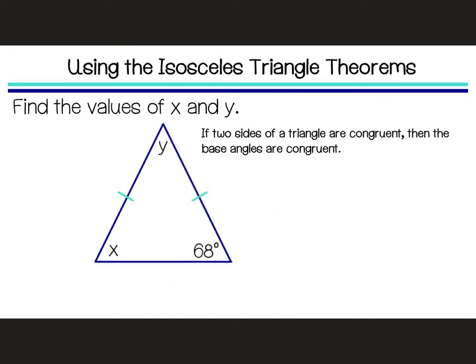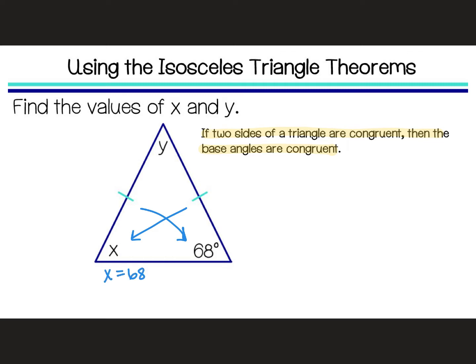Here's an example of applying the theorem. We're asked to find x and y. If you look right here, here's the theorem. We've got two sides of a triangle that are congruent, and so those base angles right there we would know would be congruent. So x would also be 68 degrees.